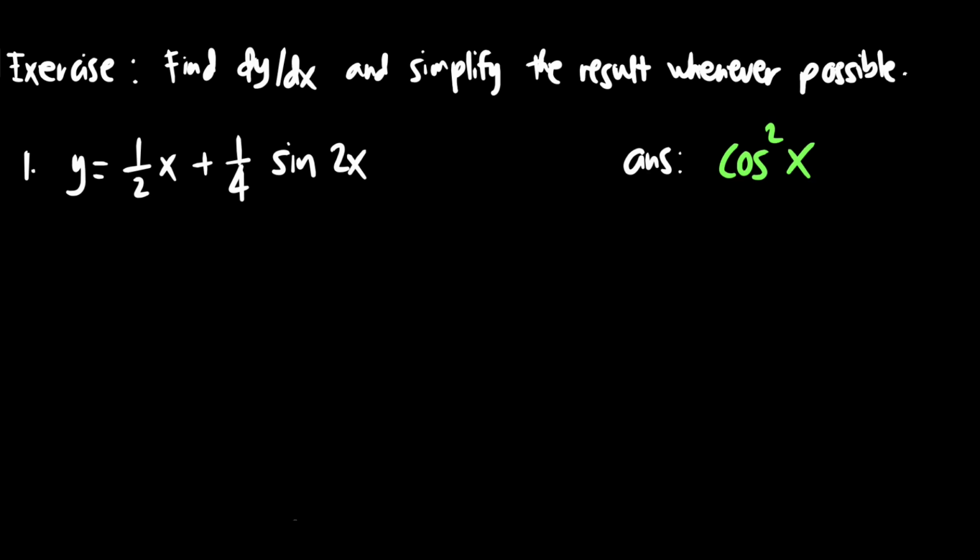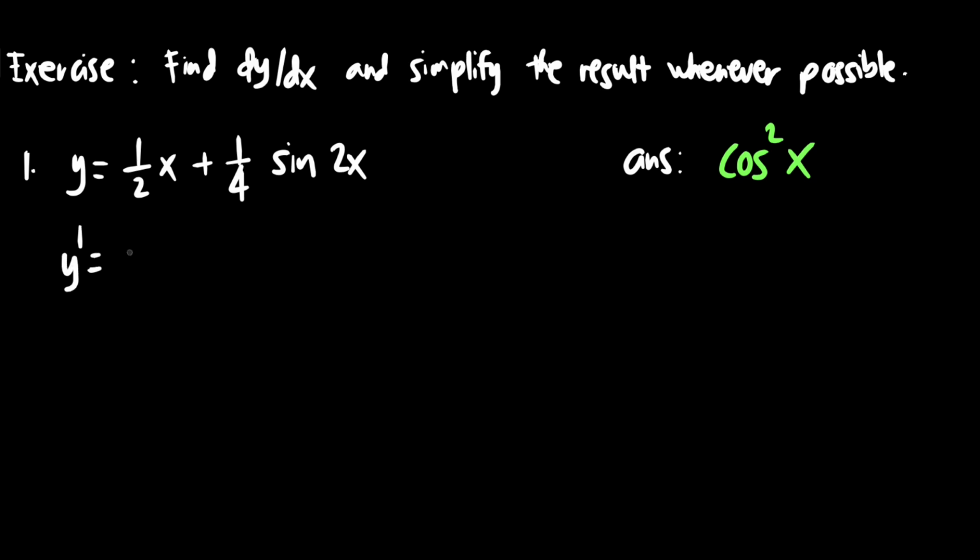For this exercise, find dy over dx and simplify the result whenever possible. So for number 1, y is equal to 1 half x plus 1/4 sine of 2x. This one will need its first derivative of a trigonometric function. So to do that, we will solve this one.